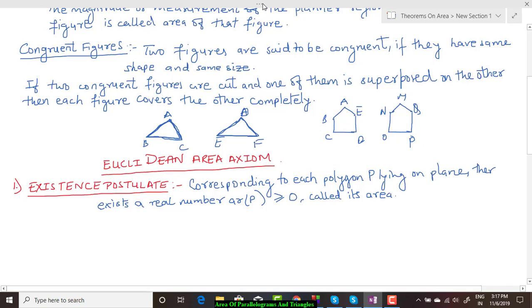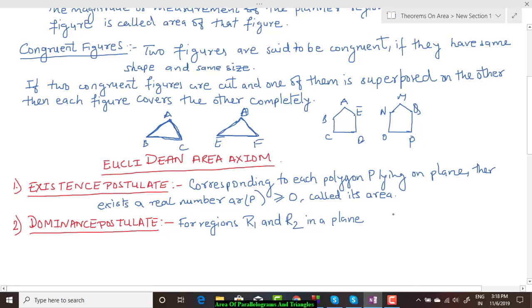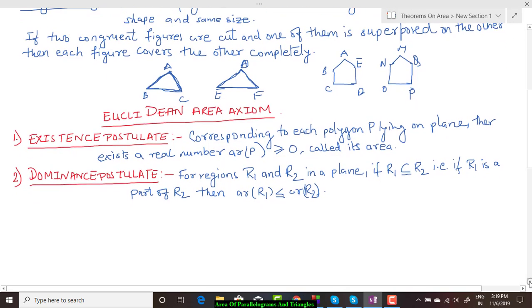The second topic is the dominance postulate. For regions R1 and R2 in a plane, if R1 is a subset of R2, that is, if R1 is a part of R2, then area of R1 is less than or equal to area of R2. I hope it's a very simple idea and is clear.